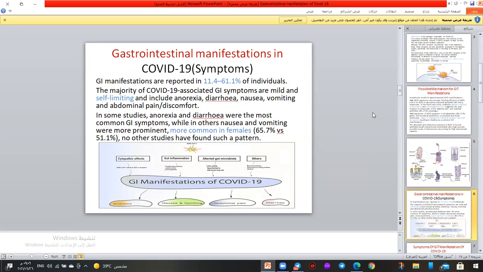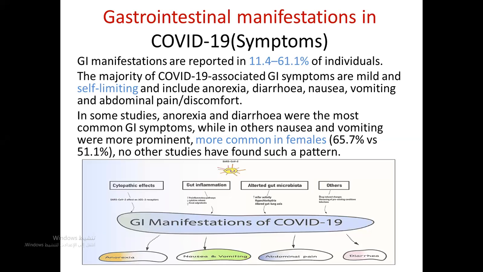السلام عليكم. نبلش بالgastrointestinal manifestation of COVID-19. السيمتوم GIT manifestation are reported in 11.4 to 61.1% of individuals. The majority of COVID-19 associated GIT symptoms are mild and self-limited يعني لحد الآن هي يعني mild تكون يعني محدودة and include anorexia, diarrhea, nausea, vomiting, abdominal pain, discomfort. In some studies, anorexia and diarrhea were the most common GIT symptoms, while the others, nausea and vomiting, were more prominent وتكون أكثر شيء بالفيميل. النسبة 65.7% تقدر لل 51.1%. Next.